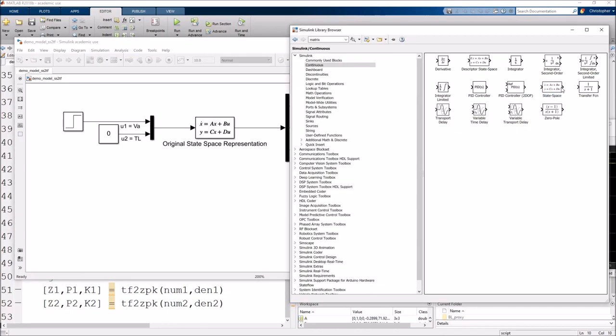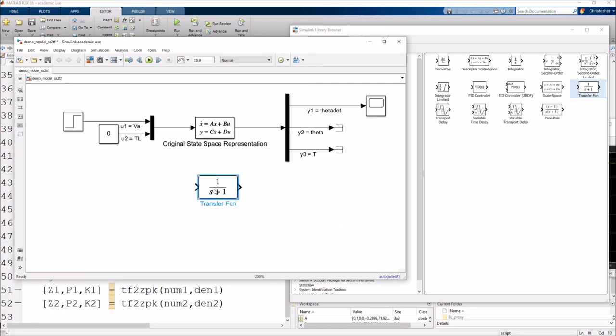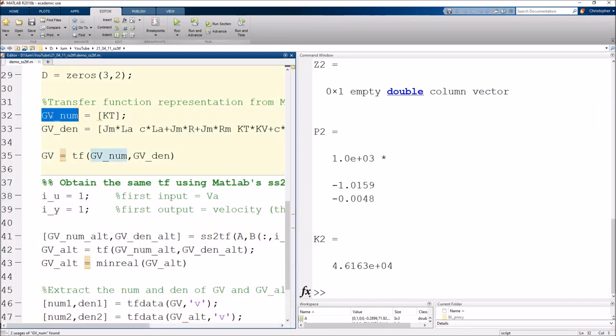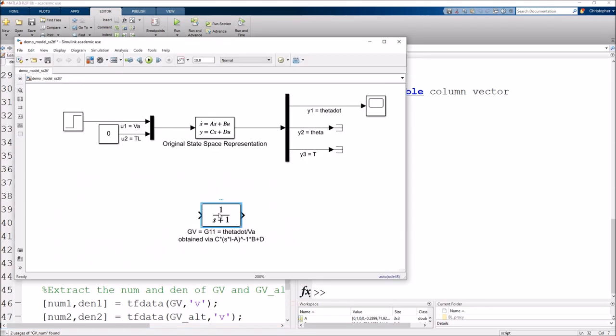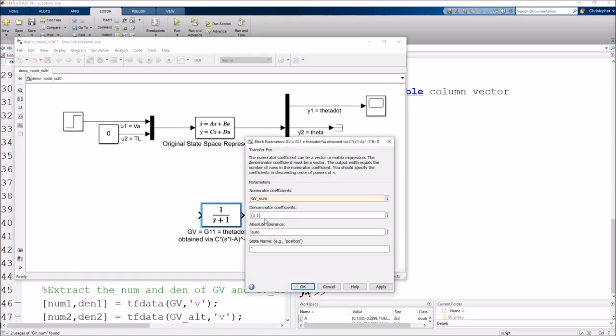So let's come over here to Simulink and grab a transfer function. And what I would like to do is get GV, right? We said this was G11, which was basically the theta dot to VA, right? That's the transfer function. And we obtained this via the C times (sI minus A) inverse times B plus D equation, right? So now what I can do is go ahead and grab, what do we call this? GV num and GV den, right? So let me put that here as the numerator and the denominator as GV den. There we are.